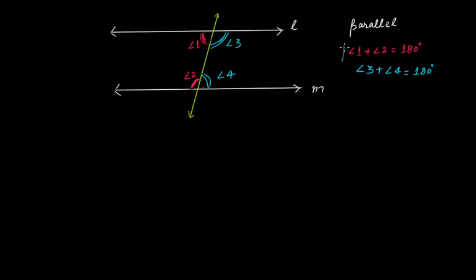This is very important. These two points were very important, because a question could be asked where the information of two lines being parallel would not be given to you, but what would be given is either that the sum of the interior angles on the same side of the transversal is 180 degrees, or that the alternate interior angles are equal. Instantly think of parallel lines.